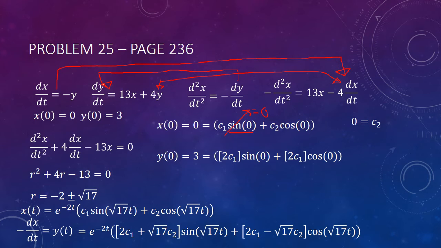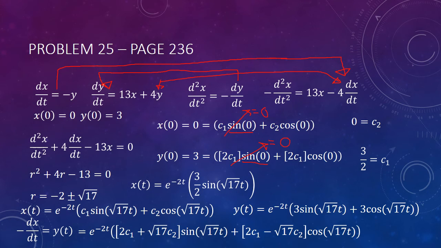So again, sine of 0 is 0, so this whole expression will equal 0. And the cosine of 0 is 1, so this tells me that C1 has to equal 3/2. So let's plug that back into x. So this is my x equation. Plug it back into y. This is my y equation, and this solves that system of equations.